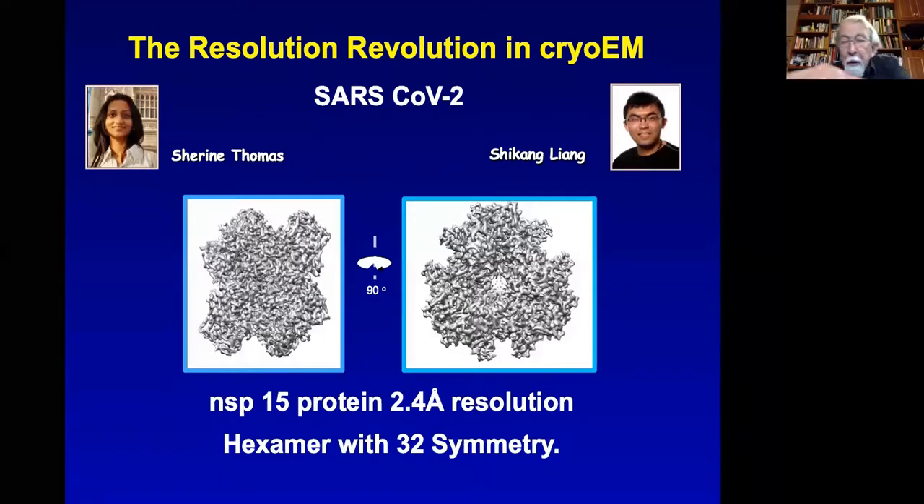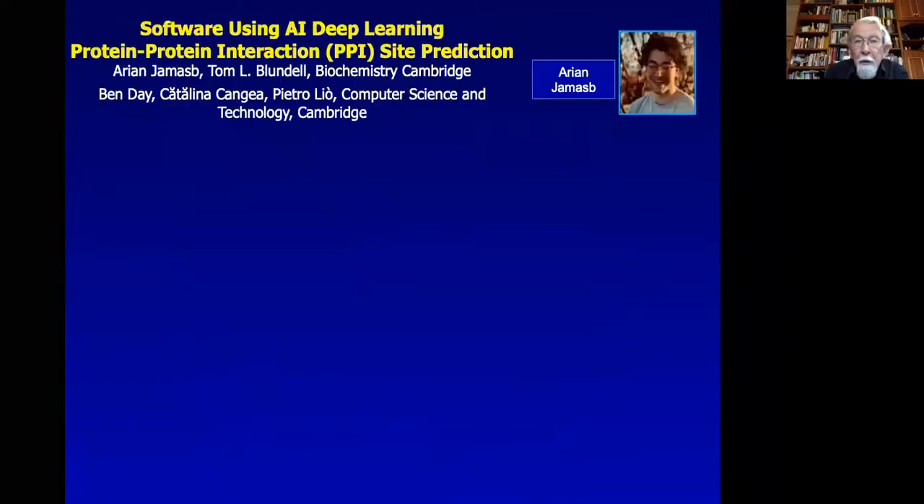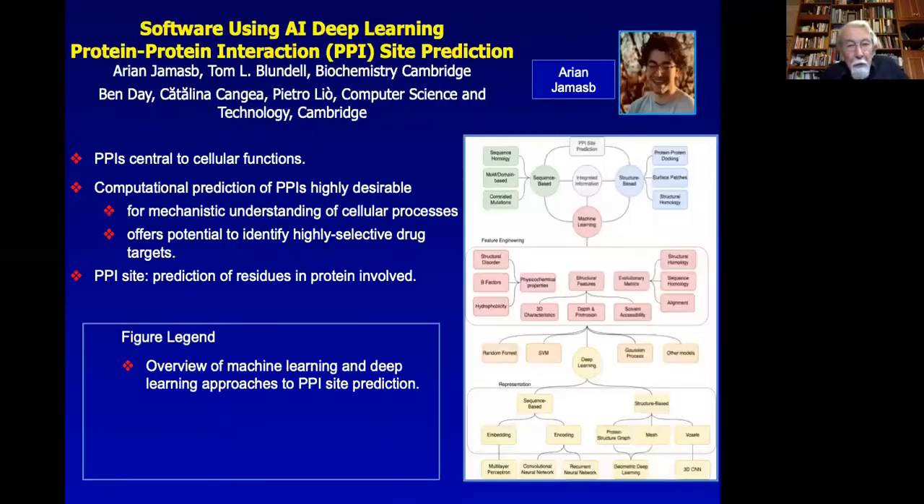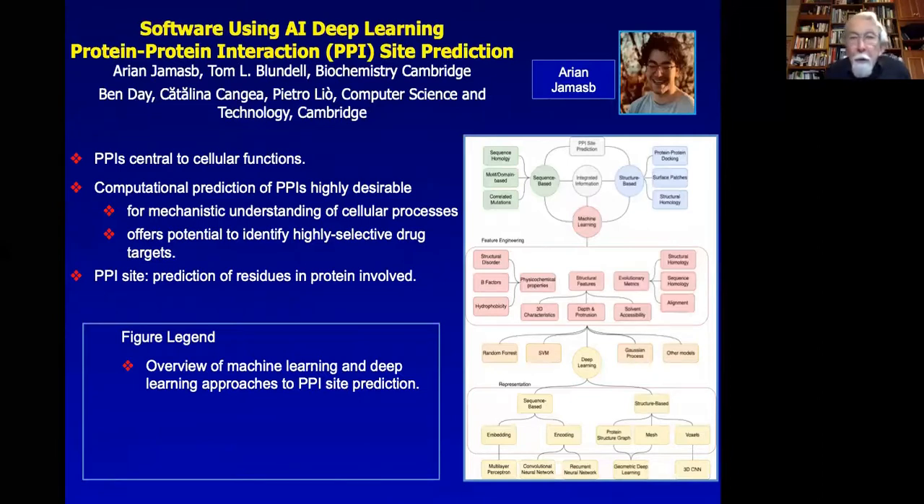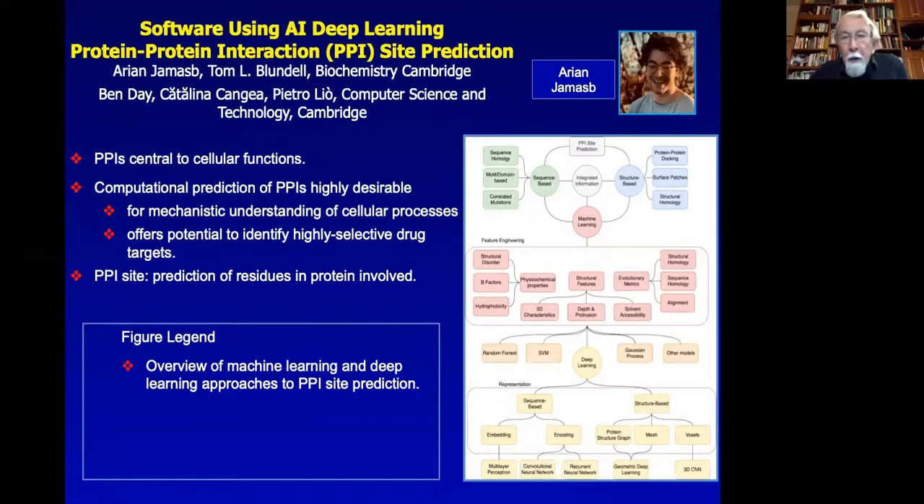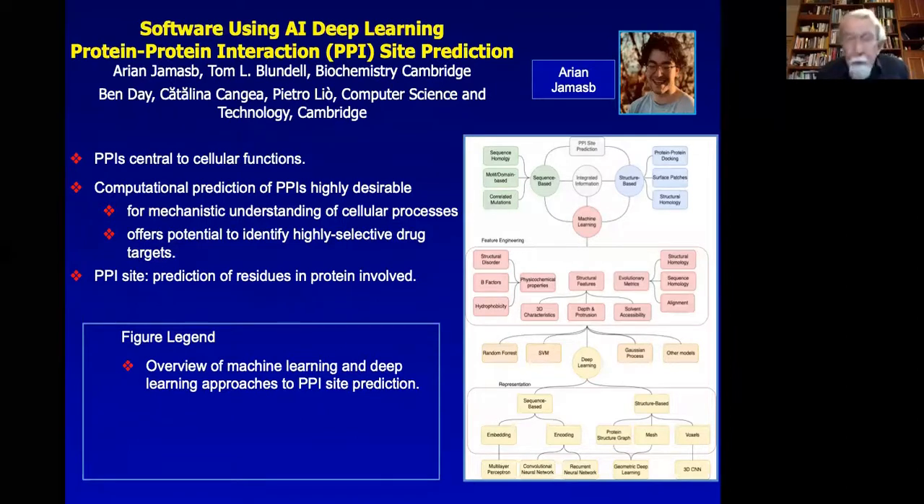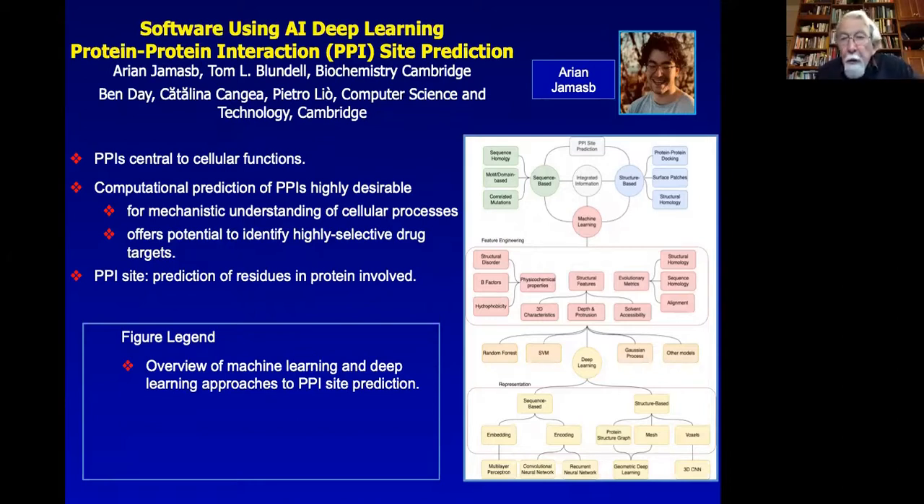She and Shikan Liang from China solved the cryo-EM structure at very high resolution. So Indians continue to make contributions, but we have not only experimental work; alongside cryo-EM, the other revolution has been in artificial intelligence. And so we've written a lot of software. I haven't time to go through that, but Aryan Jamas is one of the people, probably one of the brightest, who's been developing deep learning methods for understanding protein-protein interactions, protein ligand, and many other interactions.